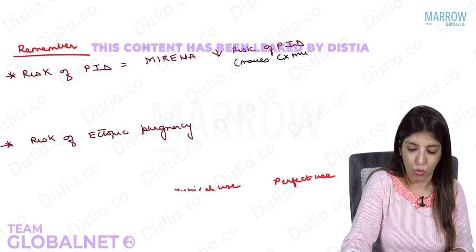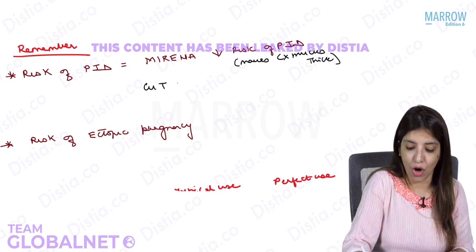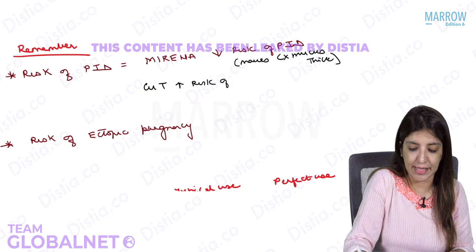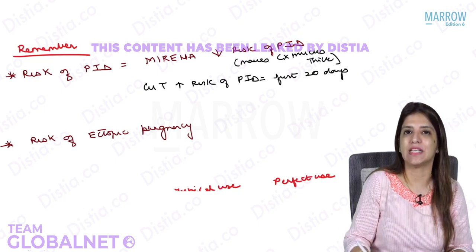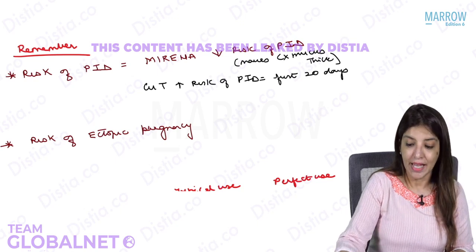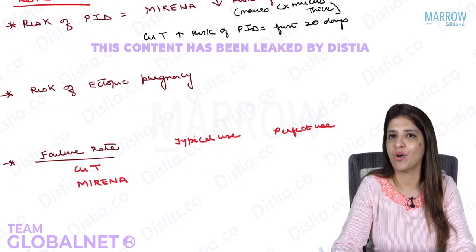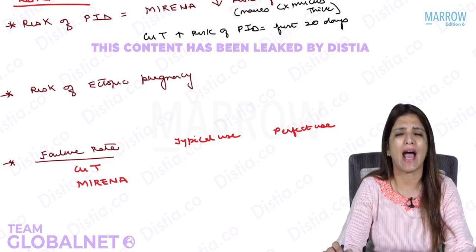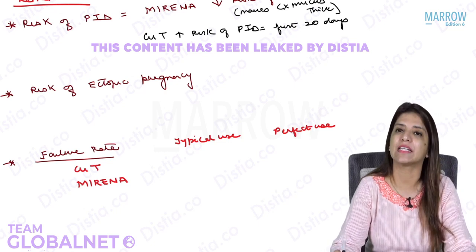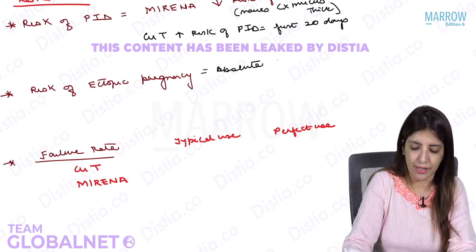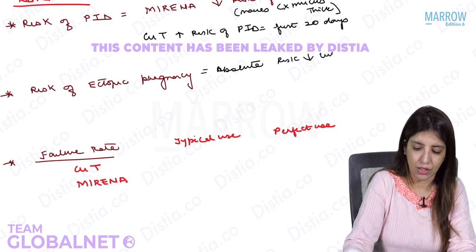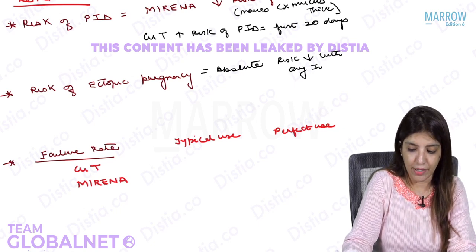Whereas, when we talk about copper T, I told you just now, copper T increases the risk of PID in first 20 days. Right? And the most common PID which happens after the use of copper T is actinomyces. Similarly, if we are comparing the risk of ectopic pregnancy, as I told you, the absolute risk of ectopic pregnancy is decreased with any IUCD. So the absolute risk is decreased with any IUCD.